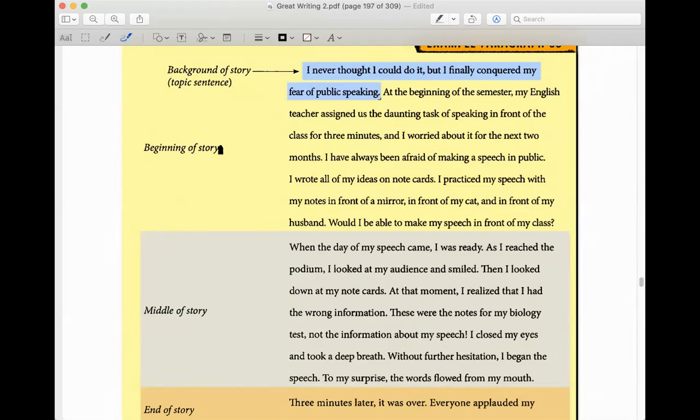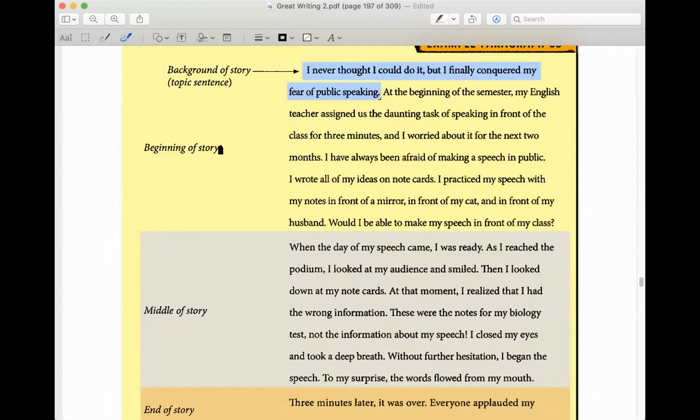And so now we'll move into here, what they call the beginning of the story. And here's the story. So at the beginning of the semester, my English teacher assigned us the daunting, difficult, scary task of speaking in front of the class for 3 minutes. And I worried about it for the next 2 months. So the writer spent 2 months worrying about this 3-minute speech.